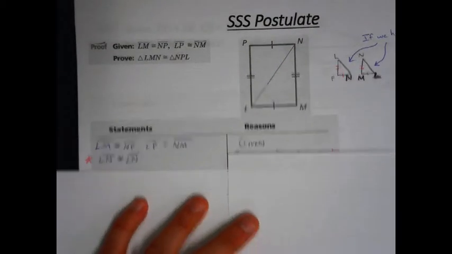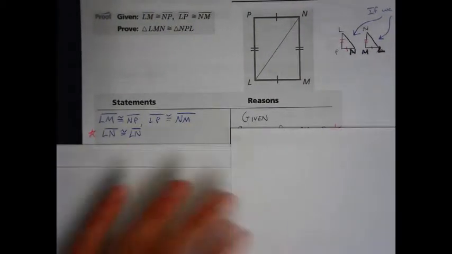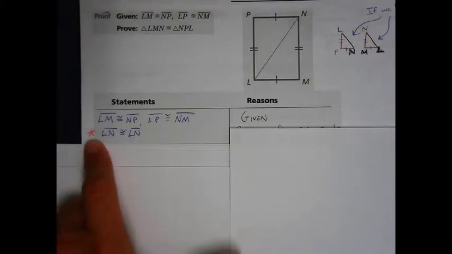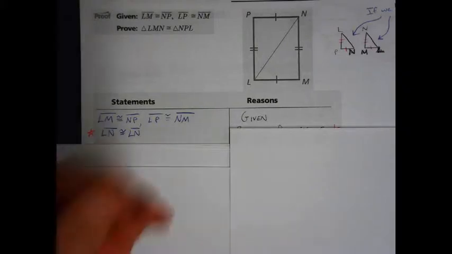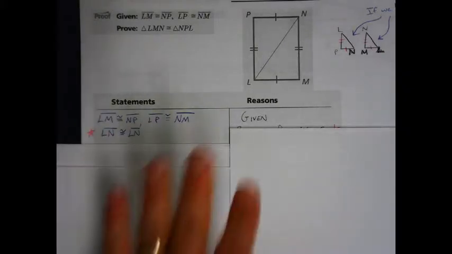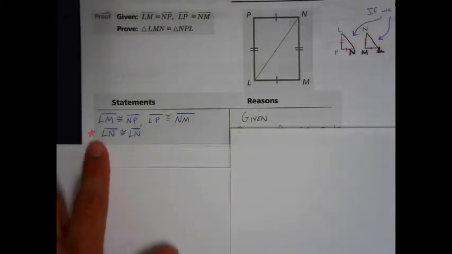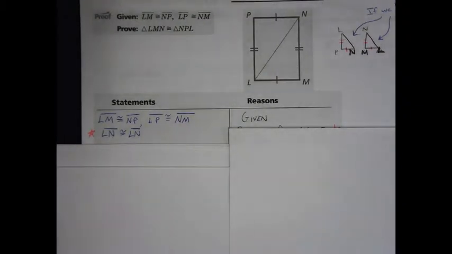Okay, so here's the kicker. And I put a star next to it. The kicker is that segment LN is totally congruent to segment LN. It's congruent to itself. That's the kicker statement. And we must establish that. That is very important. So I put the star there. We must establish it. We can't overlook it. We have to establish it.